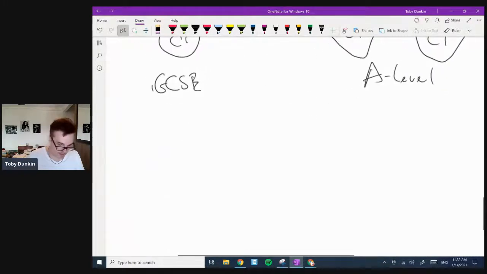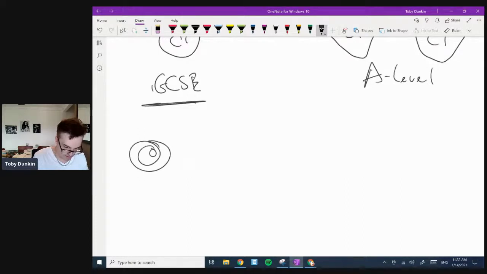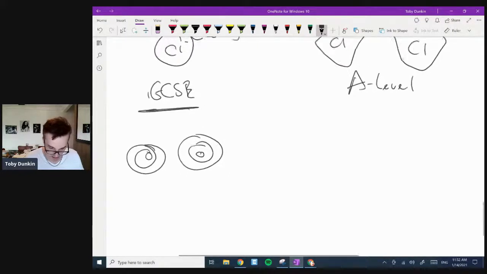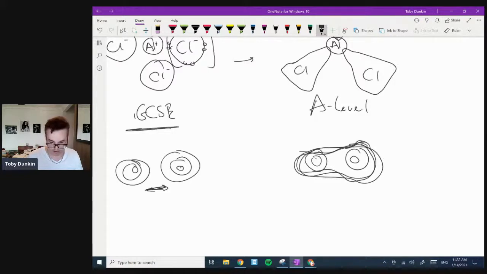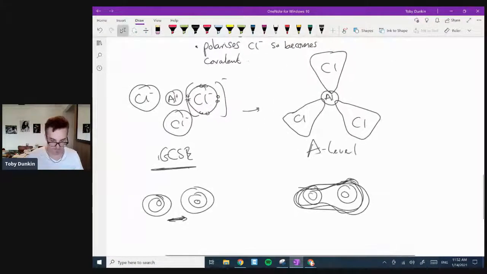The electron density map, by the way, for ionic: you see atoms where they don't overlap. And for covalent, what happens is you get overlap of one of the shells. This is ionic, a distinct gap between them, but then covalent now gains this overlapping shell where they link together.